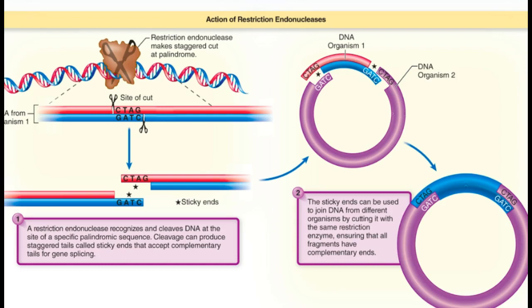So we've identified actually a number of restriction enzymes that will cut DNA in different places. Once that DNA has been cut, then we can combine DNA from different organisms that have been cut with that same restriction enzyme and combine those two different DNA fragments.